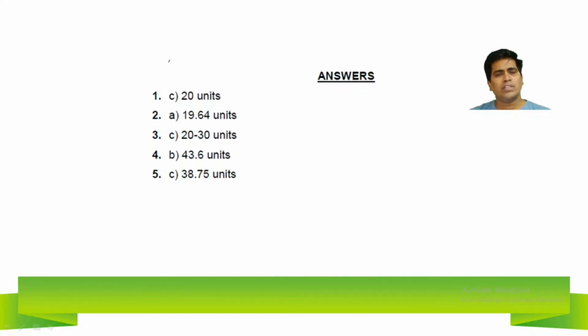So 20 units for the first question, C option. 19.64 for A option, the second question is A option. Yes, we got absolutely correct. For the third question, C, 20 to 30 units, that is the modal class of the first colony. The fourth question is option B, 43.6. Yes, we got it the same. Fifth question, option C, that is 38.75. All answers we got correct. So you also do it once again and practice once again.